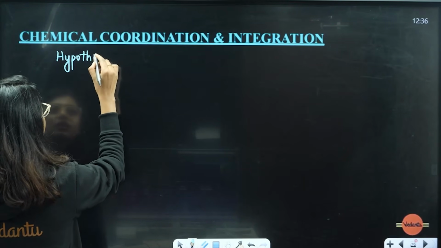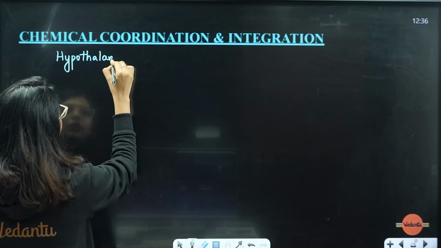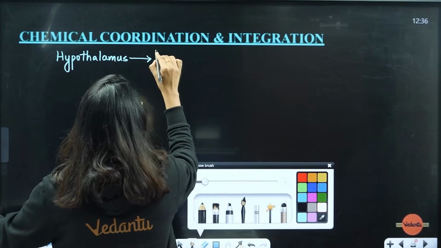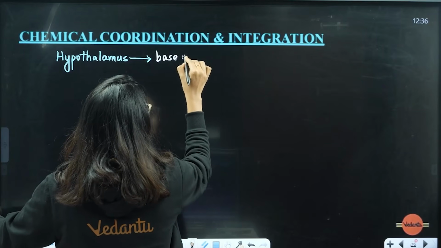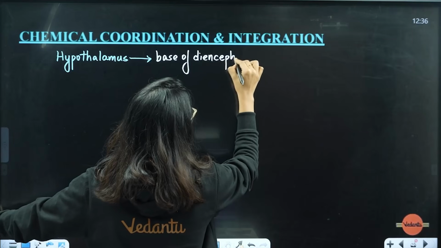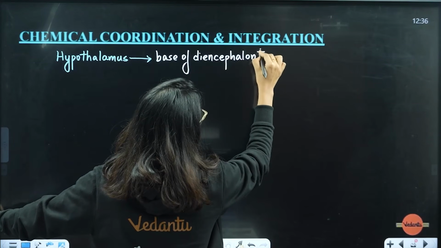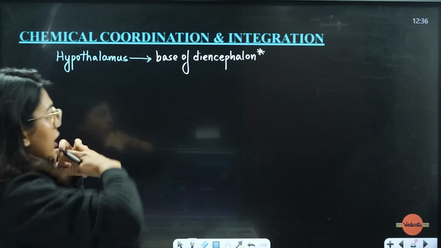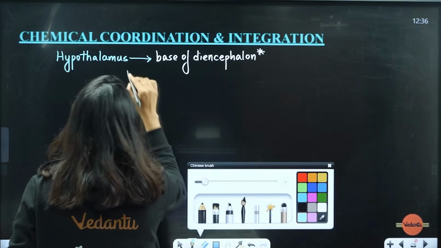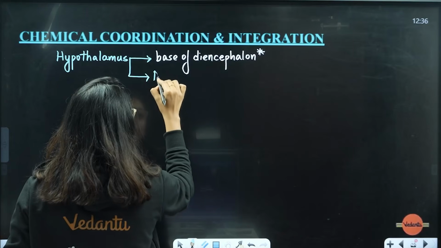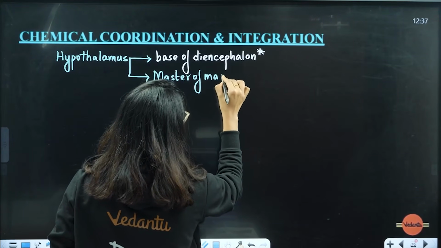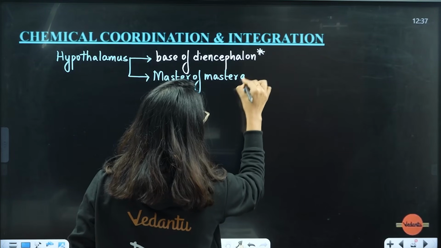So, hypothalamus. This one page of notes is enough for you to revise. It is present in the base of the diencephalon. In the diencephalon, it is present in the forebrain. Then students, this hypothalamus, as I told you, is the master of the master gland.